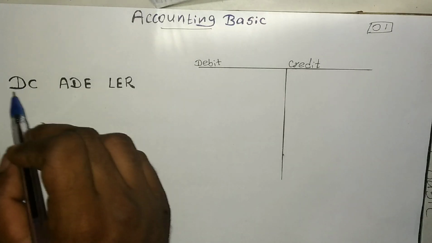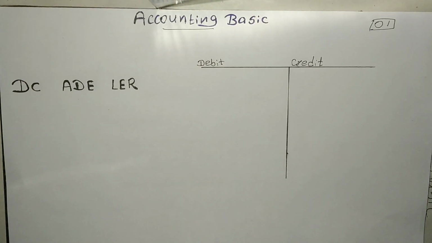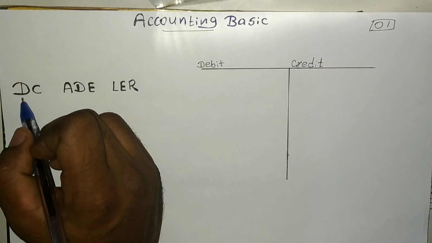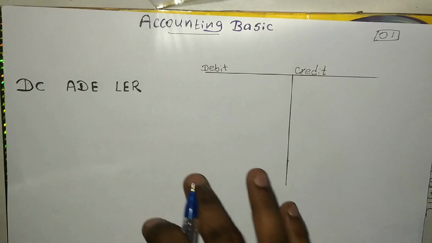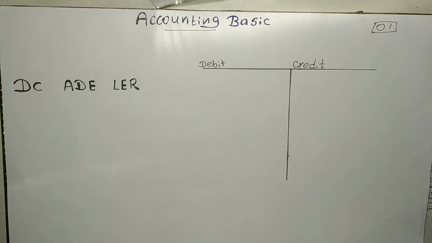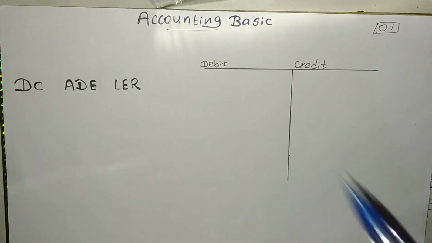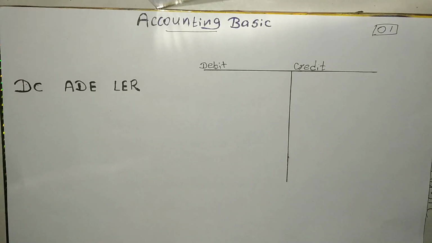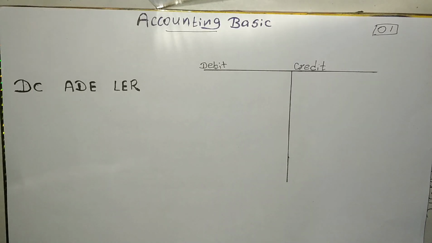What is the meaning of D? D is debit and C is credit. The first two letters represent the two main foundational concepts in the accounting process, debit and credit. DC means debit and credit. Keep this in mind carefully: debit is always the left side, credit is always the right side. It's a certain theory in the accounting process.